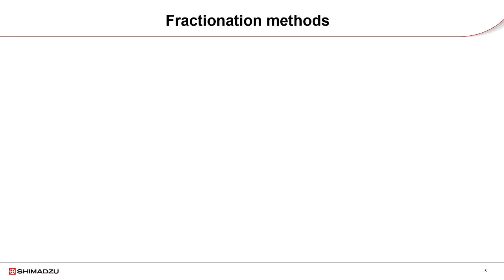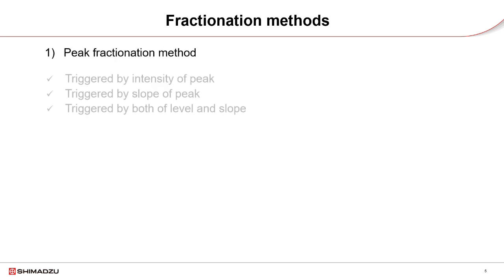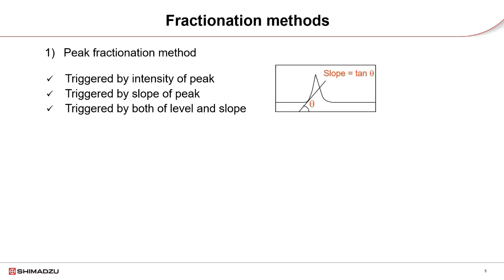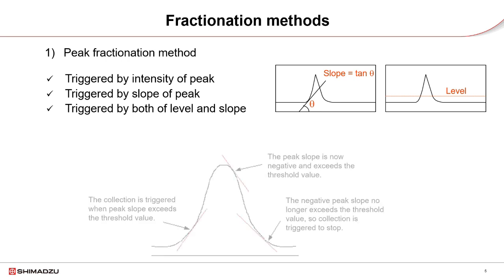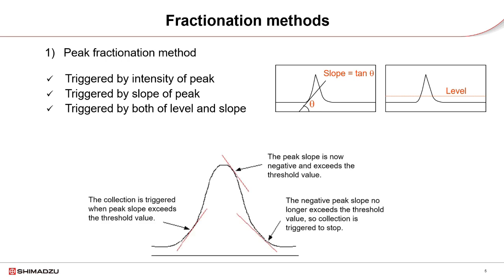Fraction collection can be accomplished through two distinct methods. The first method, peak fractionation, is performed through triggering options by peak intensity or peak slope, where collection begins when the peak slope surpasses a threshold value and ends when the negative peak slope no longer exceeds this threshold. This method enables precise fractionation based on chromatographic peaks, ensuring accurate collection of desired fractions.